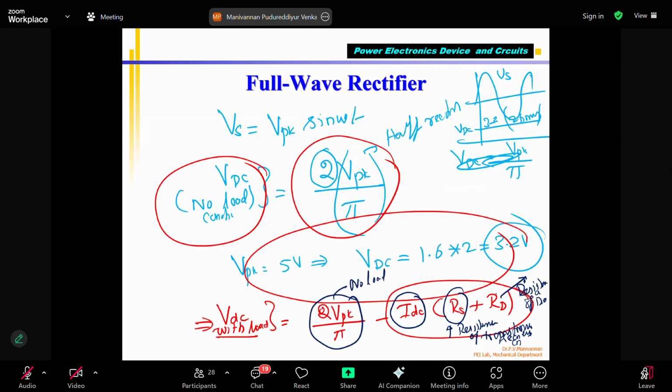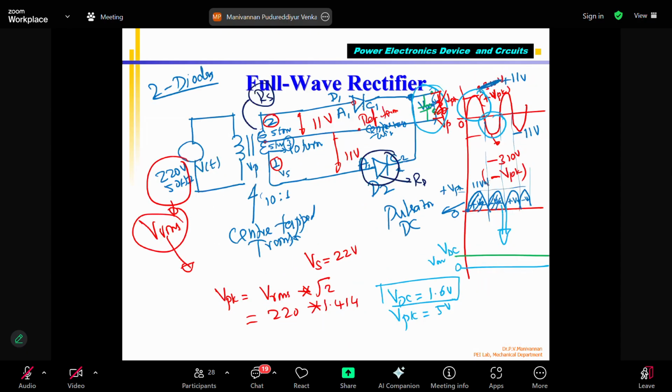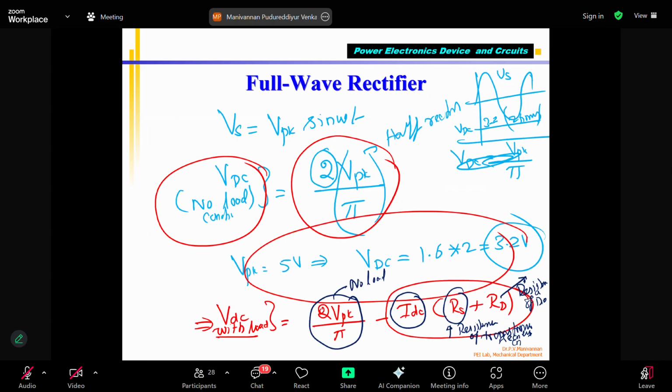Out of that, some amount of voltage will drop. Anybody idea what will be the voltage drop across the diode? Because the diode is conducting, correct? Both the diodes are conducting. That means there will be some voltage drop. When the diode conducts, what is the voltage across the diode? You know the silicon diode cut-in voltage is 0.7 volts. Now the diode is conducting, right? So if you know this current and the dynamic resistance of the diode, IDC multiplied by RD will be the voltage VD. VD is nothing but IDC multiplied by RD.